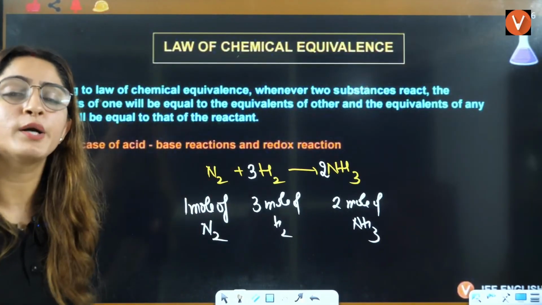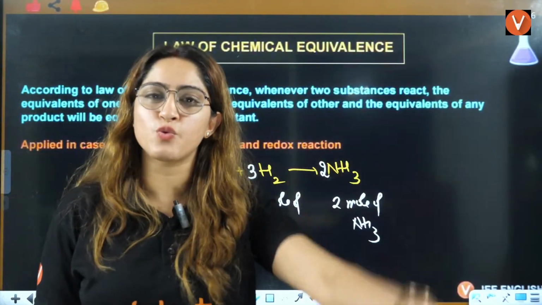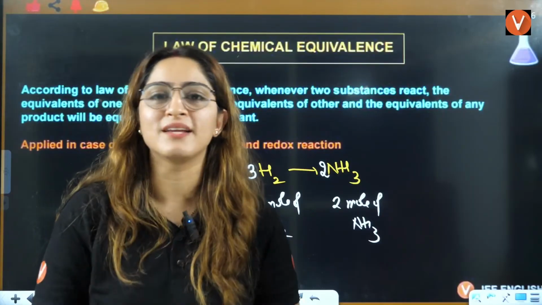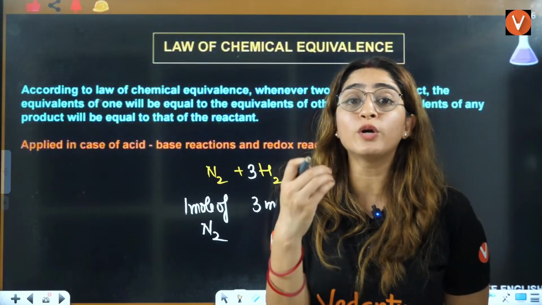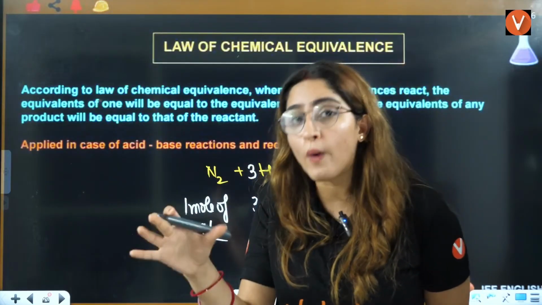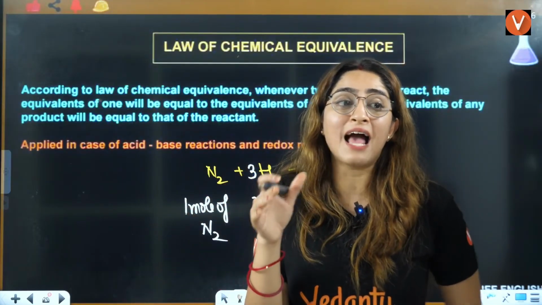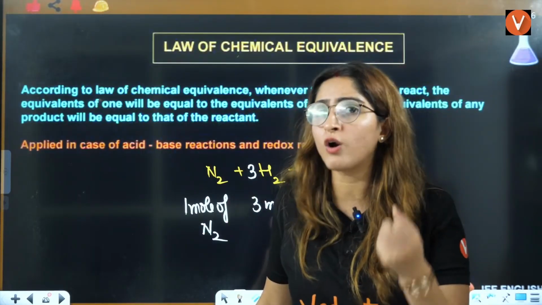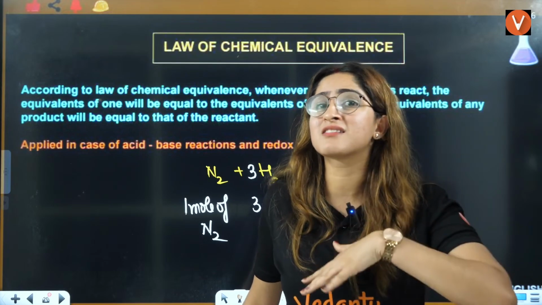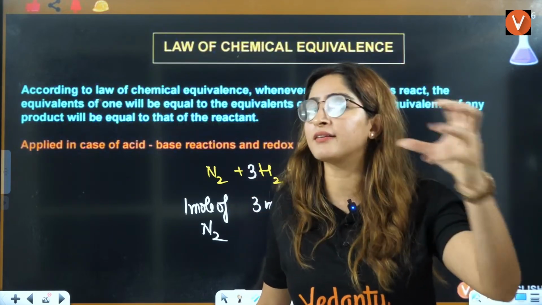But what if in the same situation you are not able to balance the reaction? You don't have enough hints in the question. You don't know what exactly you should do to balance the reaction. Maybe the reactants are not complete. Maybe they have just randomly given that this is the reactant and this is the product.